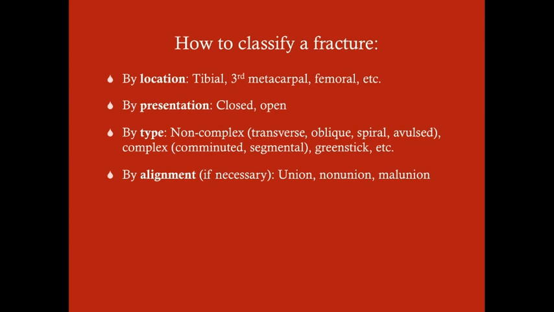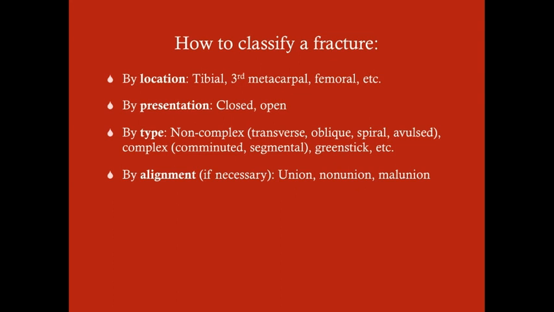How do we classify a fracture? Well, of course, we have to know where it is. So tibial, third metacarpal, femoral, humeral, etc. That's going to be first how we classify the fracture. Secondly, we need to know how it's presenting. Is it a closed fracture or an open fracture? Closed fractures are within the body. Open fractures penetrate the skin, and you would see the bone on presentation. That's pretty dramatic, so it's pretty easy to differentiate the two.